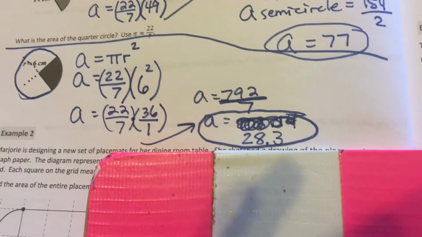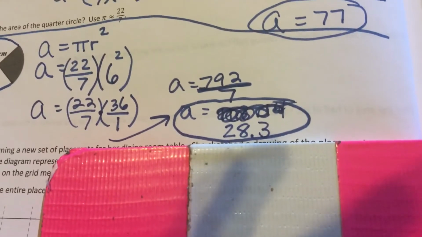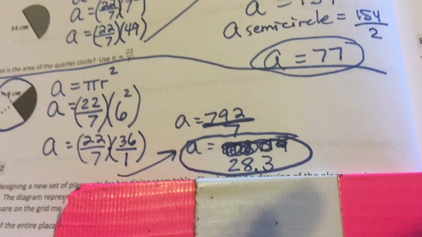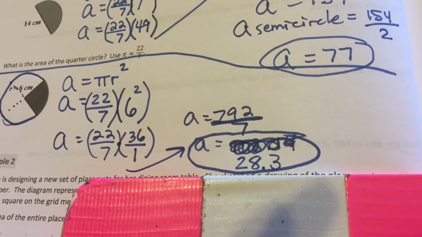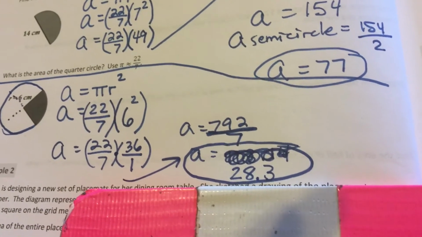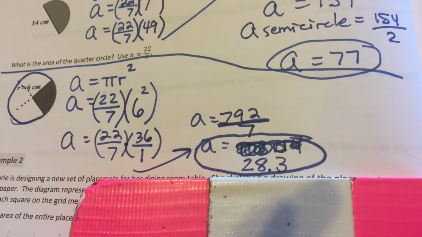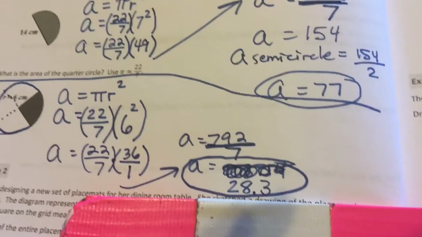Write your answer down. They didn't tell us how many decimal places they wanted in our final answer, so just round it to the nearest 1 decimal place. So that means you're not going to put 28.2. You're going to round it to the nearest 1 decimal place, it'd be 28.3.